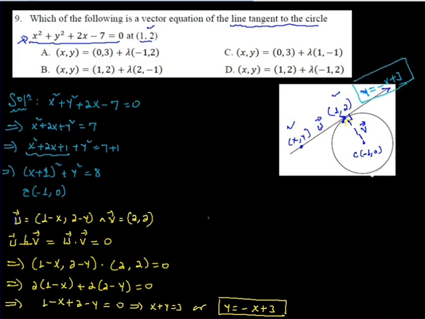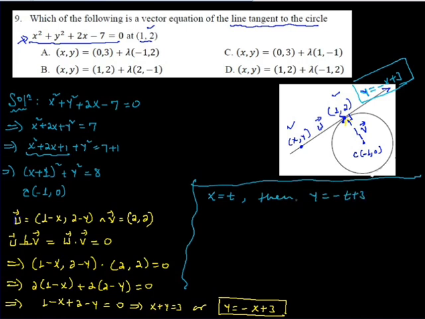We are asked the vector equation of this tangent line. So to calculate the vector equation of the line, take x is equal to t. If x is t, then y becomes minus t plus 3, because y is minus x plus 3. So x is equal to 0 plus t, and y is 3 minus t. So our (x, y) becomes (0, 3) plus (t, minus t).